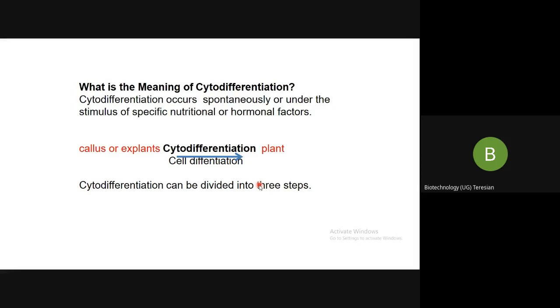With this, we conclude our chapter on cytodifferentiation and factors which influence the cytodifferentiation. Also, we saw the meaning of differentiation, dedifferentiation, and redifferentiation. Apart from this, we studied about organogenesis and the factors which affect the organogenesis. In the next class, we can start with a new chapter.